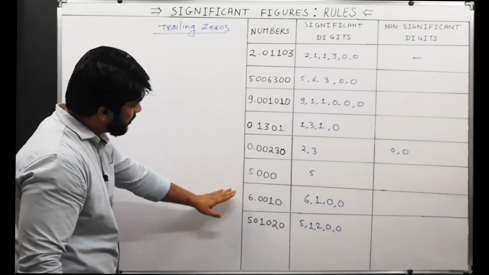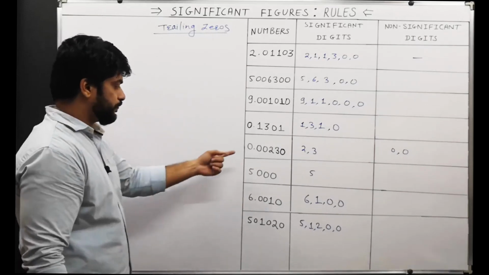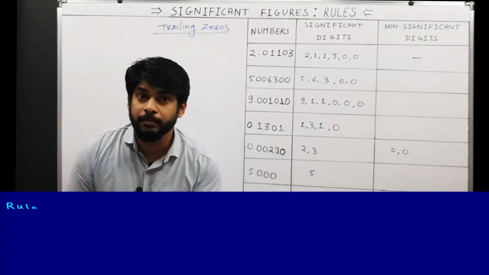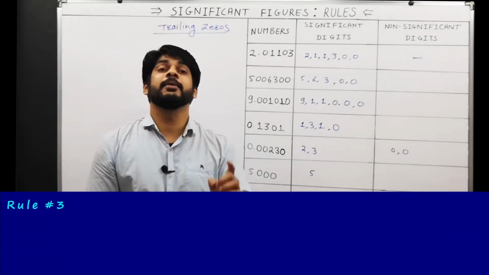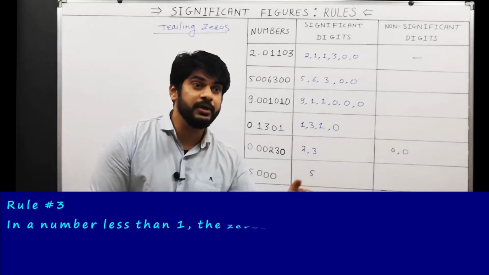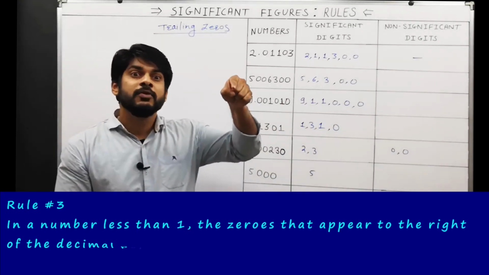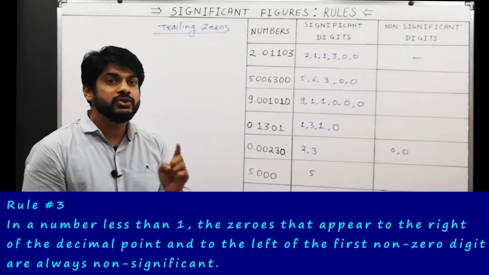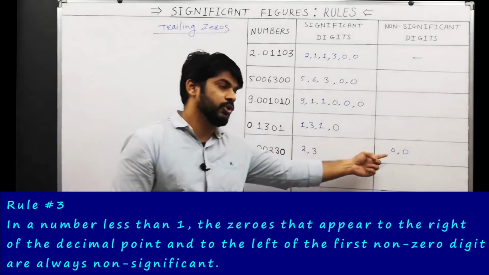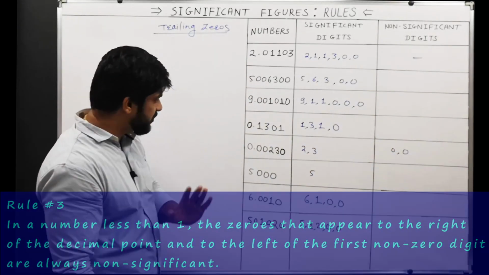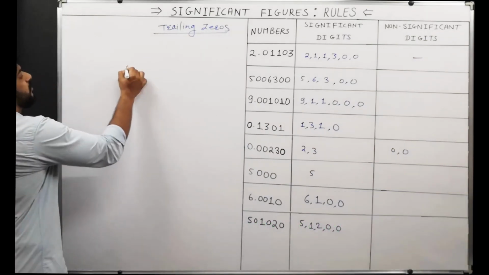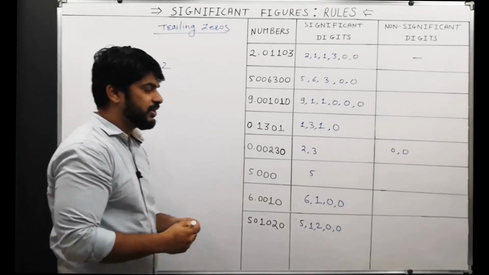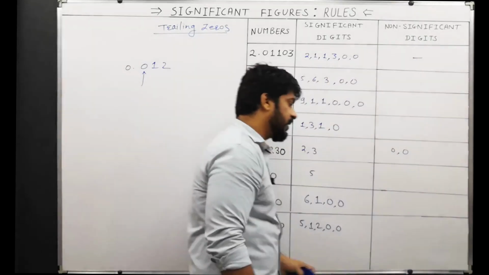Is there any such number here? No, I don't think there is any number. So this rule applies only to such numbers. In a number less than 1, the zeros that appear to the right of the decimal point and to the left of the first non-zero digit are always non-significant. So we have noted this down. There is no other number like this. You can take any other example like 0.012. Here this zero is non-significant. So you can understand this. This is not that hard.